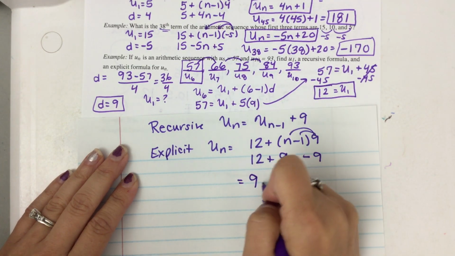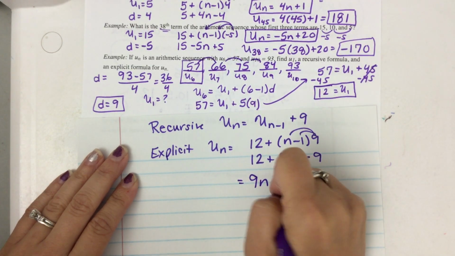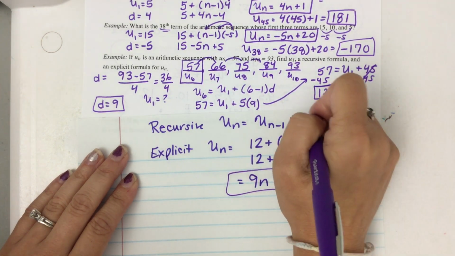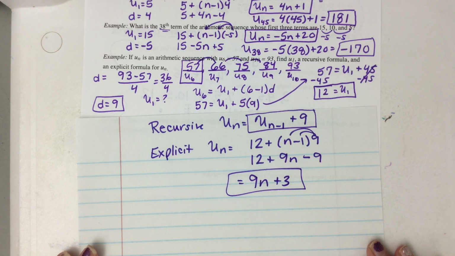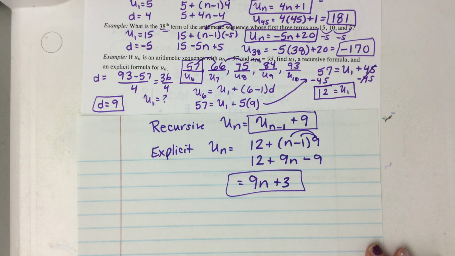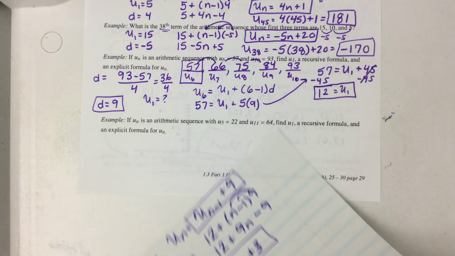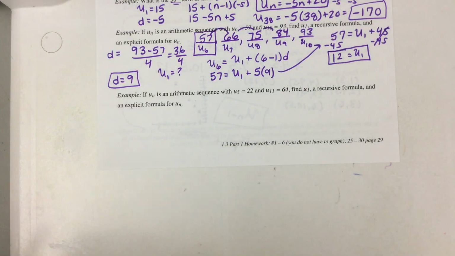Combine like terms, and I have 9n. 12 minus 9 is 3. So here's an explicit formula. Here's a recursive formula. They would both help you to find all of the terms that you would need for that particular sequence. Now I realize that was a lot of steps, so we are going to do one more example like that, okay?